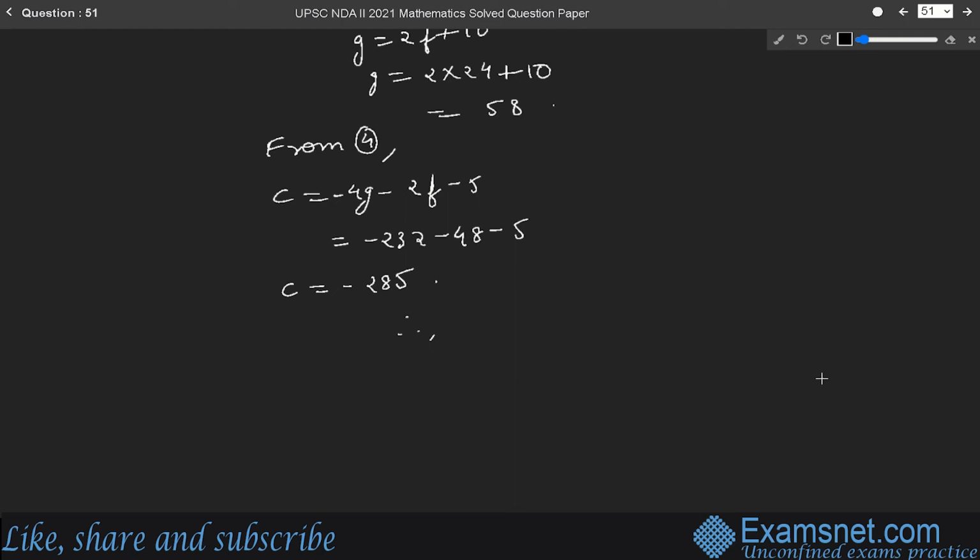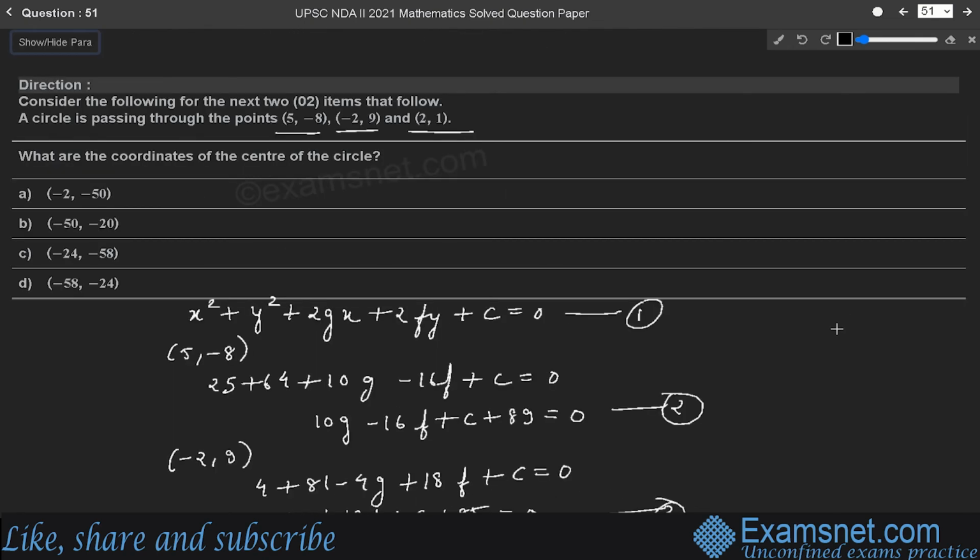Therefore the center consists of the points minus g and minus f. Since the value is negative, the points will be minus 58 and minus 24. So the correct option for this question is option D, which is minus 58 and minus 24. So you have to solve these questions in this way. When we are given any two equations, there are various methods like the substitution method and the elimination method. By using any method, we can find the value of the given variables.